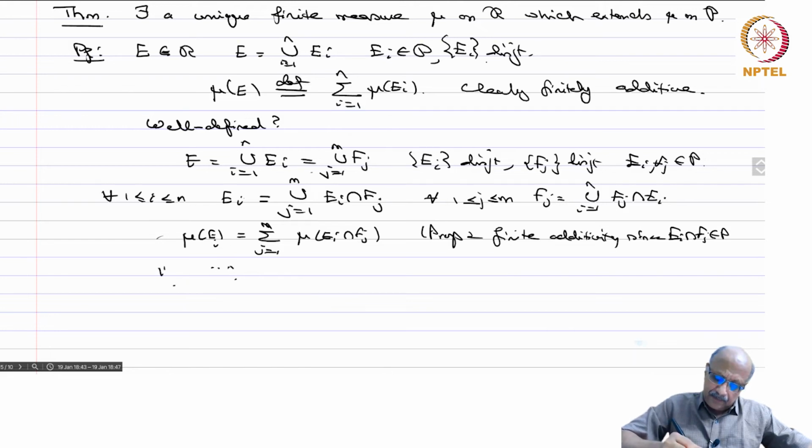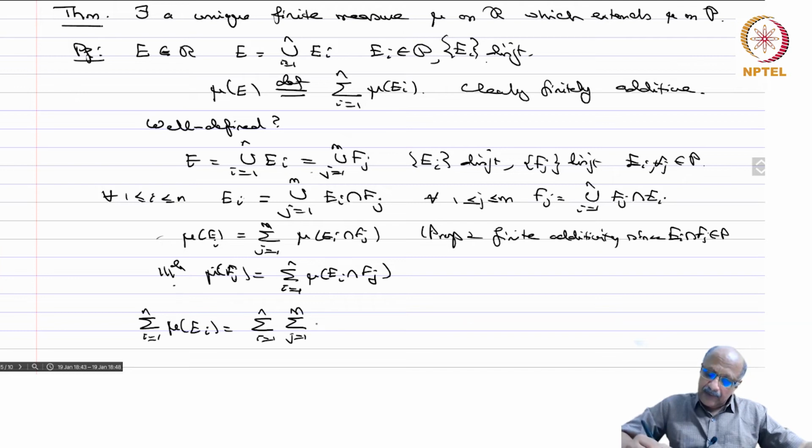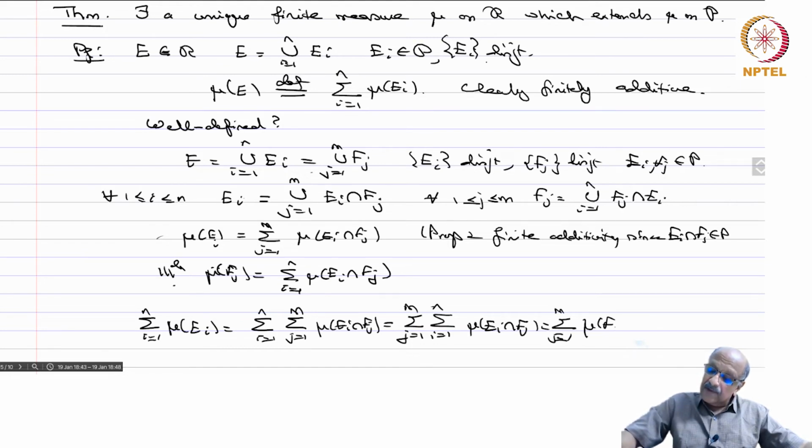Okay, similarly mu of Fj equals the sum i equals 1 to n of mu of Ei intersection Fj. Okay, so the sum i equals 1 to n of mu of Ei equals the sum i equals 1 to n of the sum j equals 1 to m of mu of Ei intersection Fj. This is a finite sum, and therefore I can write the sum j equals 1 to m of the sum i equals 1 to n of mu of Ei intersection Fj, and this is equal to the sum j equals 1 to m of mu of Fj. And therefore whether you define it as the sum of mu of Ei or the sum of mu of Fj, it doesn't matter, the answer is the same.